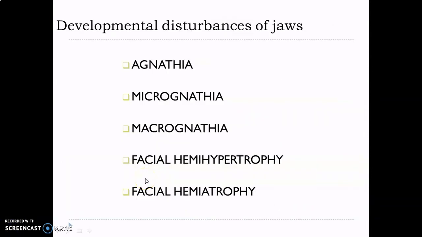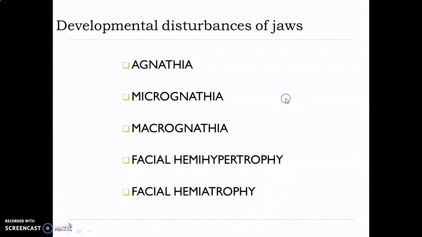So moving on to the topic developmental disturbances of jaws, I would like to introduce to you a few terminologies. That is Agnathia, which means complete or partial absence of jaws. Micrognathia meaning smaller jaws. Macrognathia meaning larger jaws. Facial hemihypertrophy, which means enlargement of one side of the face. Facial hemiatrophy, which means atrophy of one side of the face.